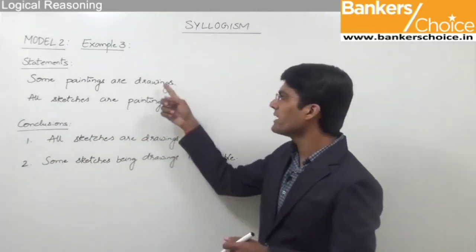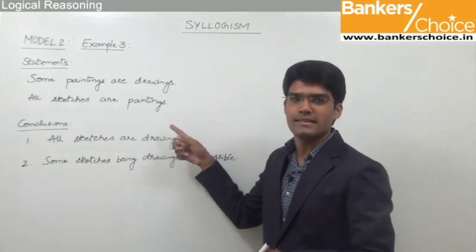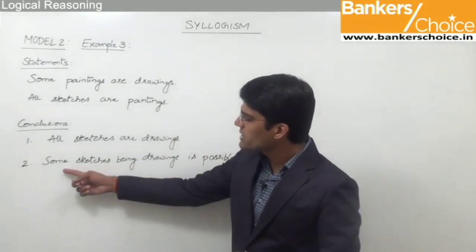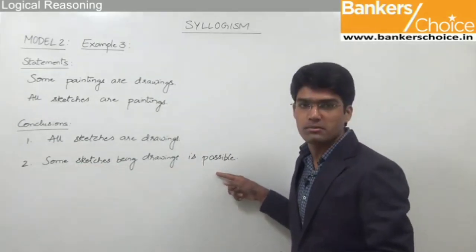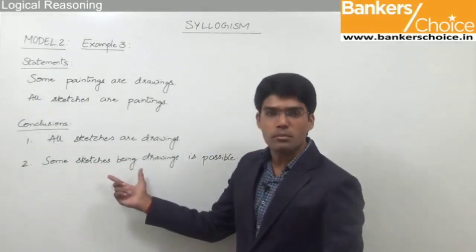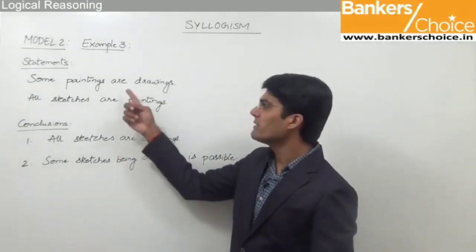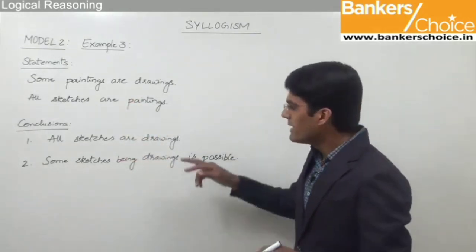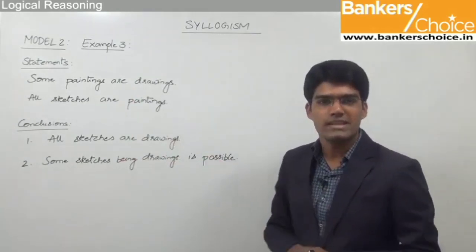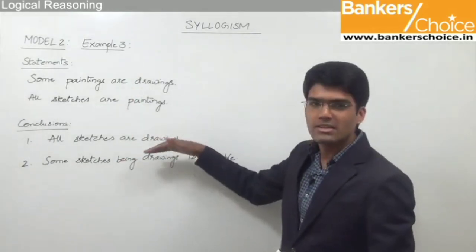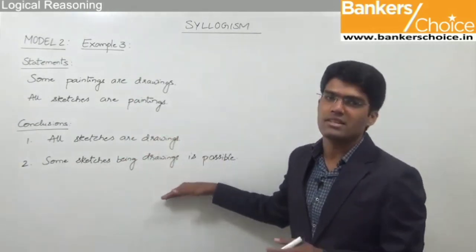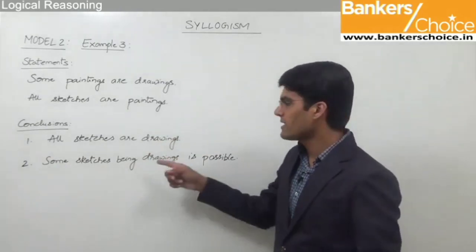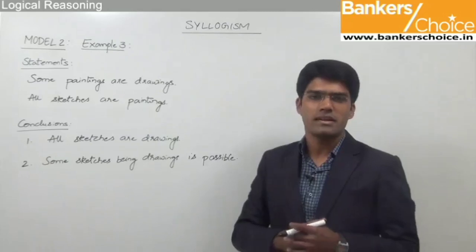So for this to follow the given statements, it must be true in all the cases, as we have discussed in the case of conclusions. And the second conclusion here is some sketches being drawings is possible. So here this is clearly a possibility. So for this to follow the given statements, it must be true in at least one of the diagrams. So here there is a combination of both conclusion as well as possibility. The first conclusion is actually in the form of conclusion and the second one is just a possibility. So for the first one to be true, it must be following all the diagrams, and for the second one to be true, it should follow at least one diagram.